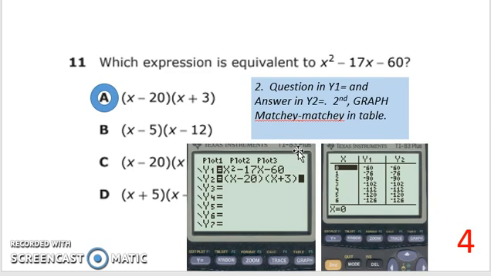Now I have some pictures of the calculator over here. This is a very old calculator, so some of the screenshots you see, the entry of data might look a little different on your calculator. Don't let that throw you off.